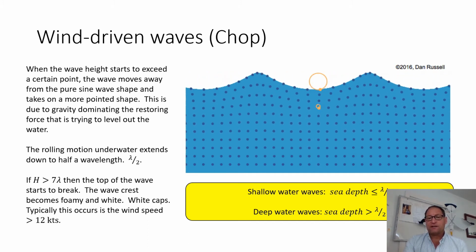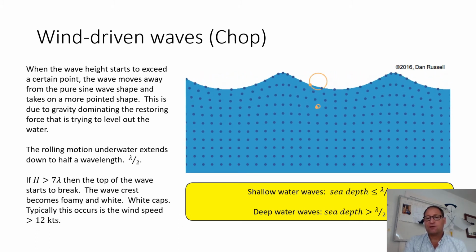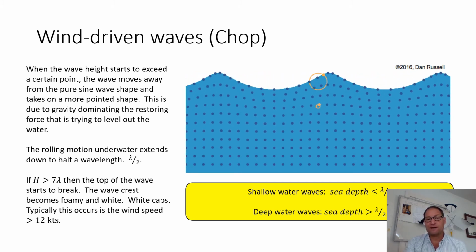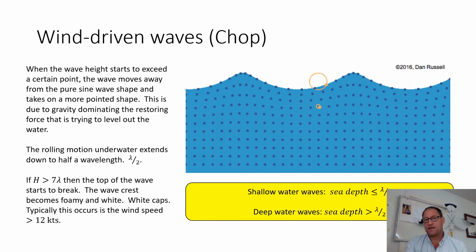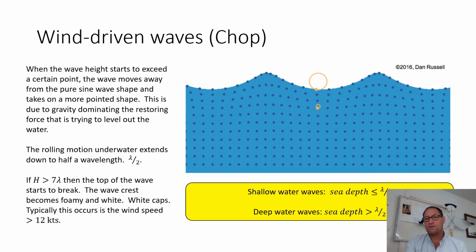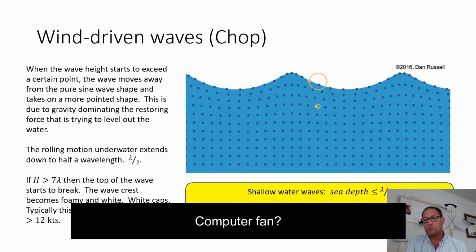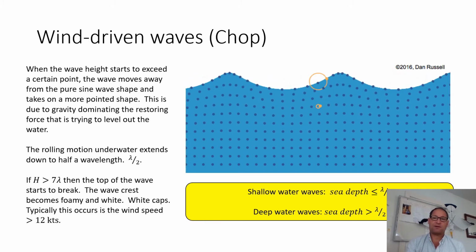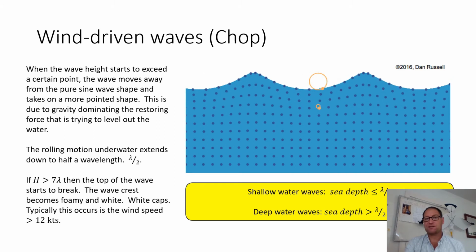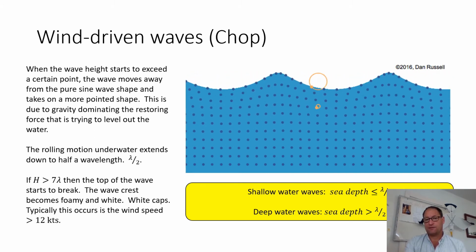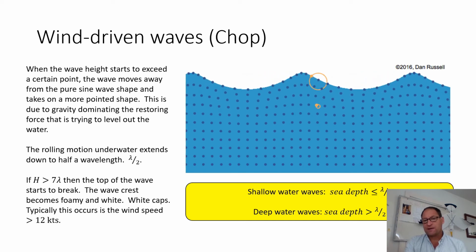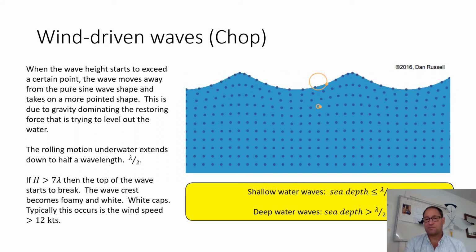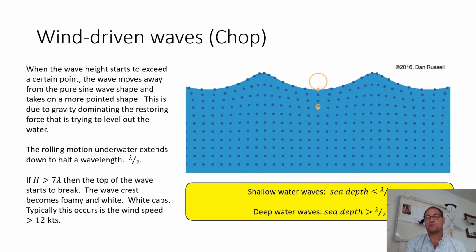Now we've got 2 definitions here. Shallow water waves are waves where the sea depth is less than or equal to half the wavelength. So if we have a line across here, then the rolling motion of the water is interfering with the bottom. So then you've got friction happening at the bottom, which affects the speed of the wave. Okay. Deep water waves is where the water is deep enough that there's no appreciable wave action at all on the seabed. So the seabed has no bearing on the surface motion of the water.